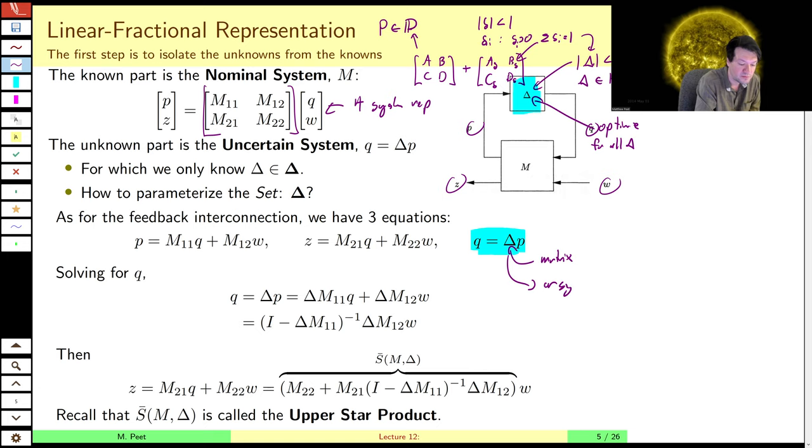If it's just a matrix, then we can write Q of T equals delta P of T, for some delta in an uncertainty set. If it's a system, however, it has its own state space representation, or we can think of it as having a transfer function, delta of S, which maybe is in H infinity or something like that. It has small gain. So in either case, the upper feedback interconnection applies.